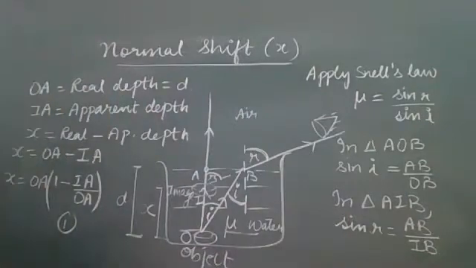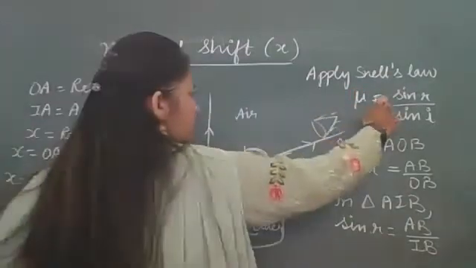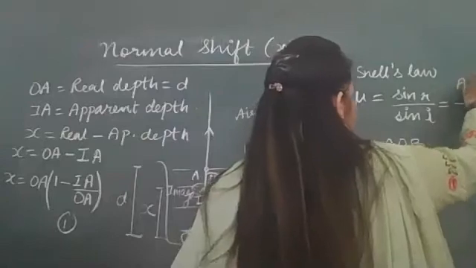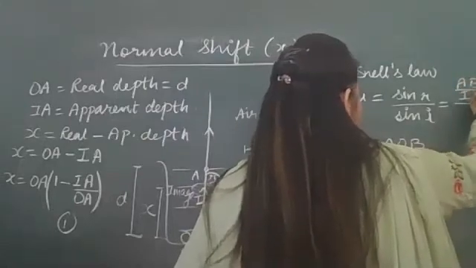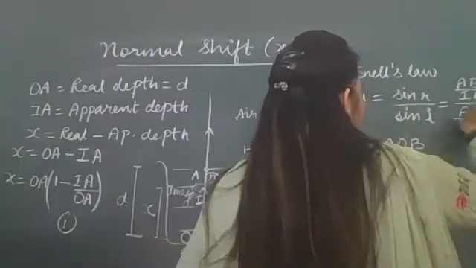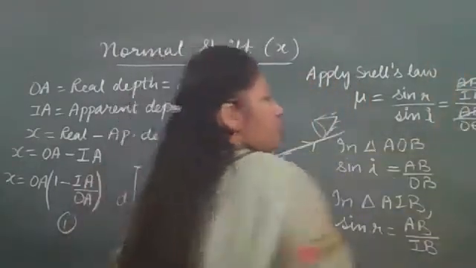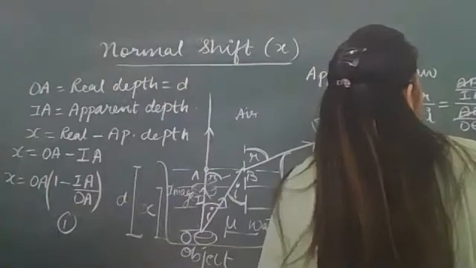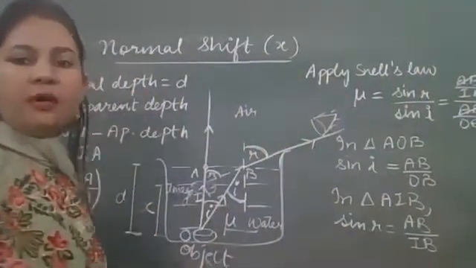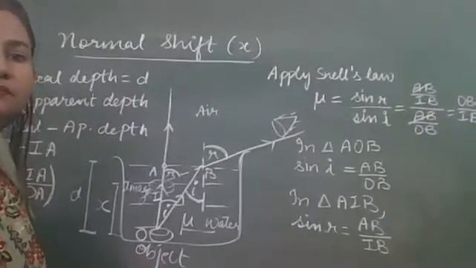We have calculated sin I and sin R. Put in these values in this equation. So sin R is AB over IB. Sin I is AB over OB. AB gets cancelled. We are left with OB upon IB. Mu is OB upon IB.